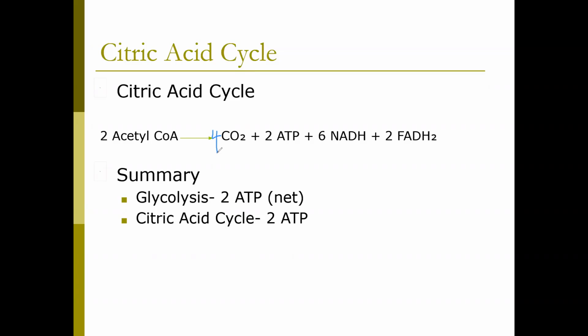So we have those electron carriers, NADH and FADH2, will carry those electrons for further usage, and then the ATP is formed as well. Carbon dioxide will eventually get released as a byproduct through respiration. Okay. So far we have netted 2 ATP from glycolysis and 2 ATP from the citric acid cycle. So we've netted 4 ATP.